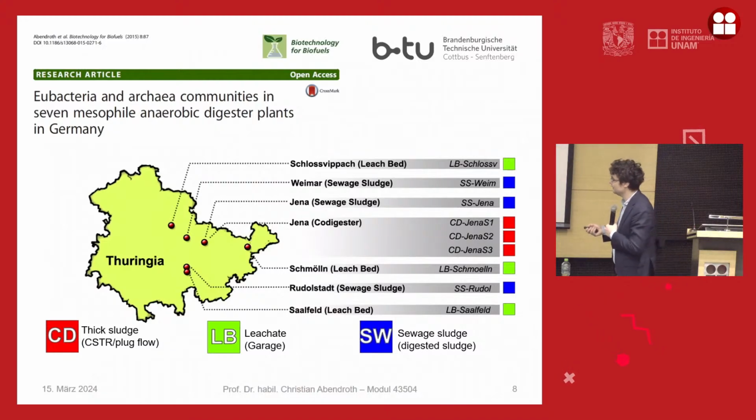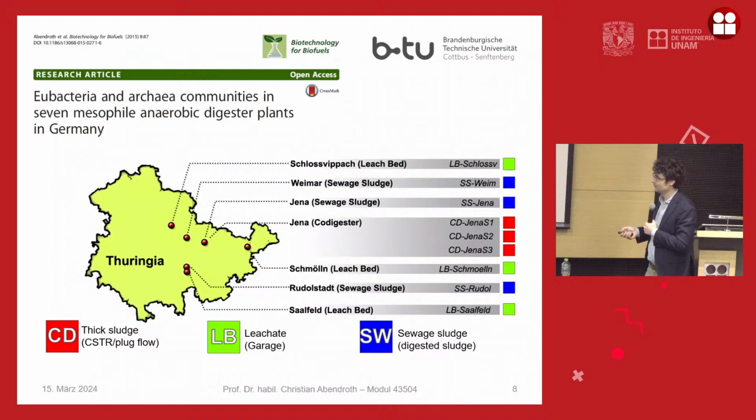So we have basically 3 kinds of sludge. We have very thick sludge from CSTR or plug flow. CSTR, you may remember, is the continuous stirred tank reactor. This is so thick you can almost hold it in your hand. It's not that liquid anymore. But they are still able to pump it. So they are at the border where you can still pump something. Then we have the leachate from these garage reactors, which you also have seen. And we had some sewage from the sewage sludge digesters. You remember we have the water treatment, and the activated sludge is separated from the water, and then it goes into the anaerobic digester. And from there, we were taking our samples. So this is digested sewage sludge.